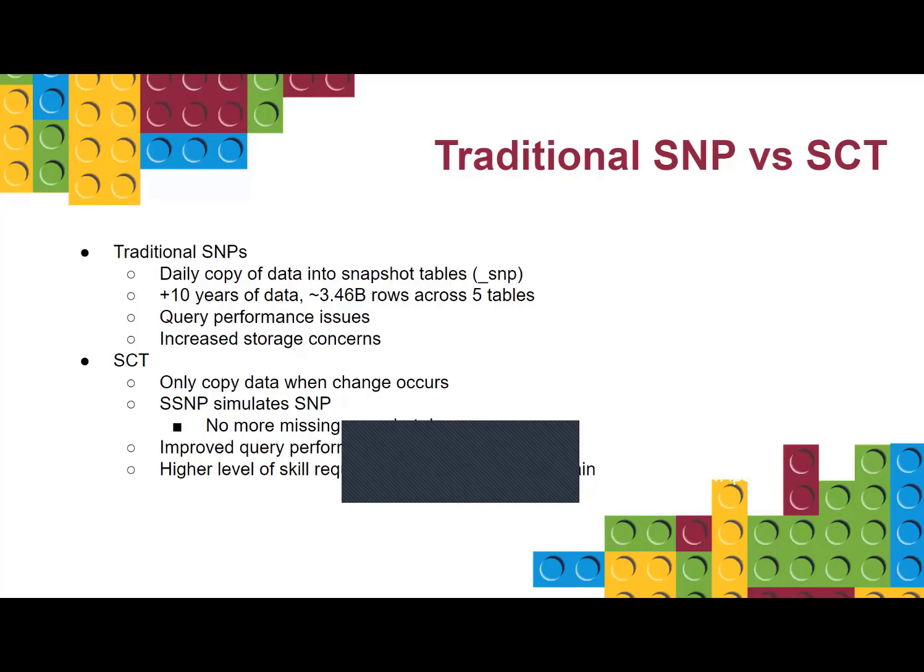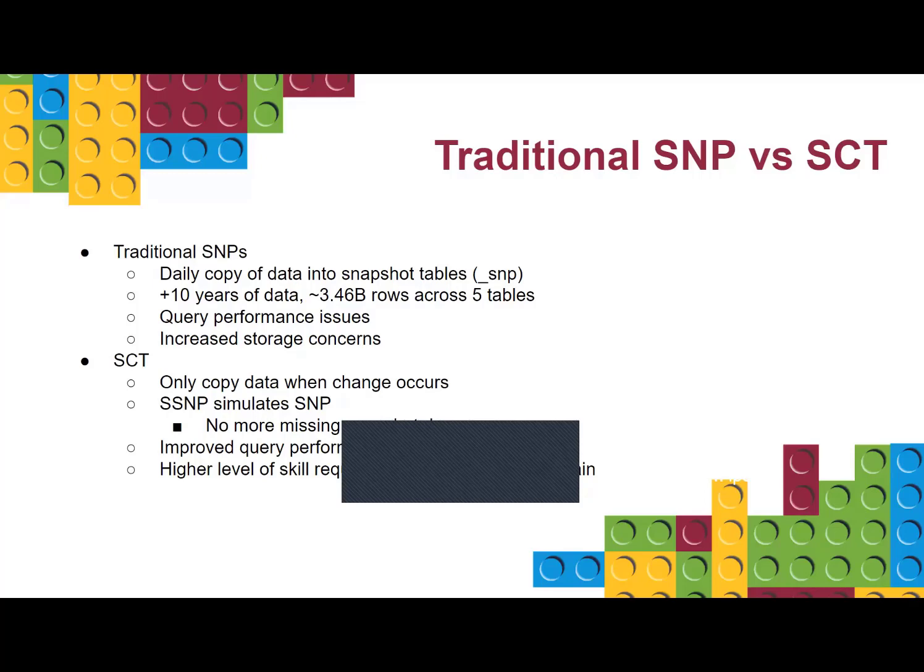So we had a meeting of the minds and came up with slowly changing table, which is actually just a copy of slowly changing dimensions from Ralph Kimball. So credit should go to him. So yeah, the idea is that you're only copying changes, or when changes occur. And like Josh mentioned, we have the simulated snapshots that sit on top of these tables to make it easier for you guys to use.